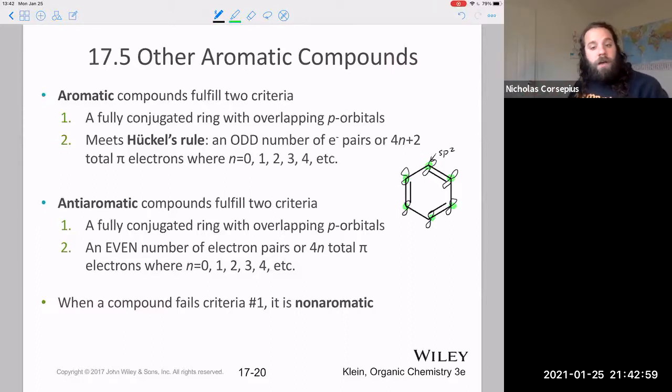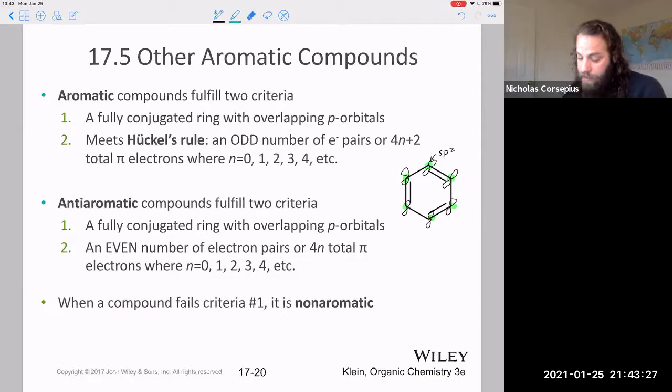Exact same concept that we needed to be a conjugated diene, right? You had to have those sp2 hybridized carbons all in a row. If there was anything sp3 hybridized in the middle, it would mess it up and make it an isolated diene. Same idea here: a fully conjugated ring with overlapping p orbitals. Again, another way of saying that is that everybody in that ring has to be sp2 hybridized, okay?